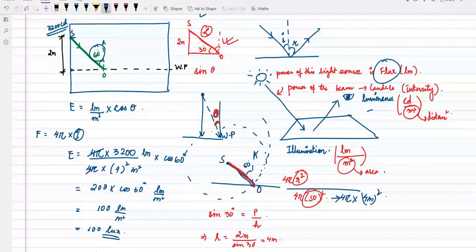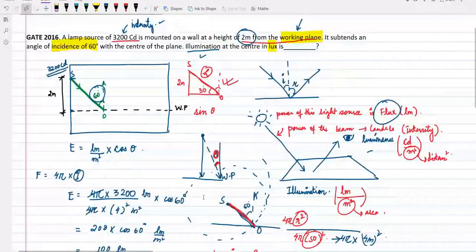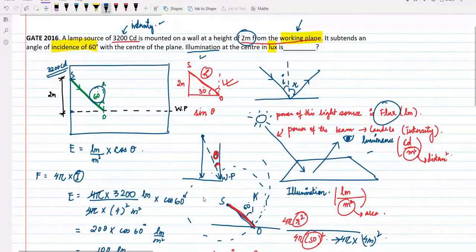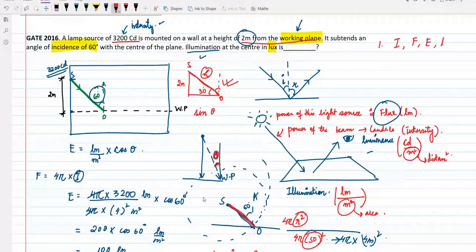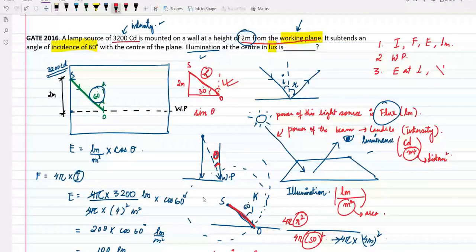So when you went through this question, you must have undergone so many concepts. The first one was about the different entities like intensity, flux, illumination, luminance. Second, the working plane. Third, the illumination at perpendicular distance and at an angle. So all these concepts we learned through one question.